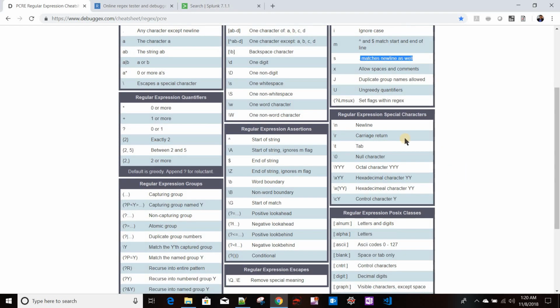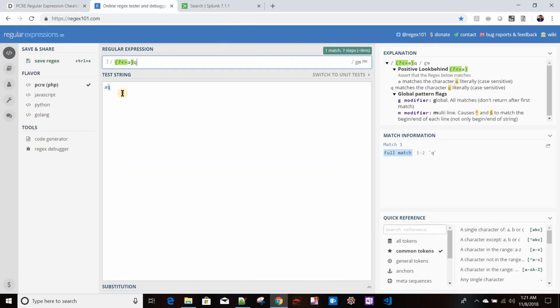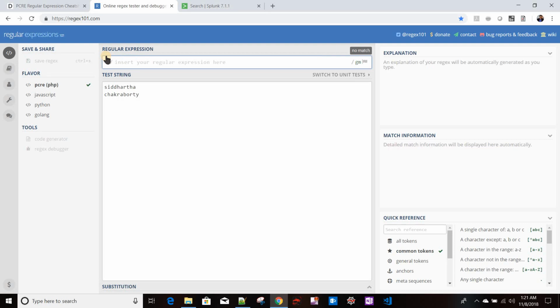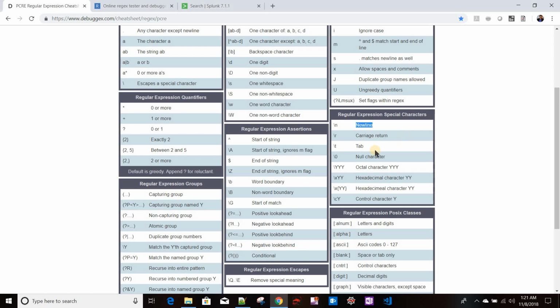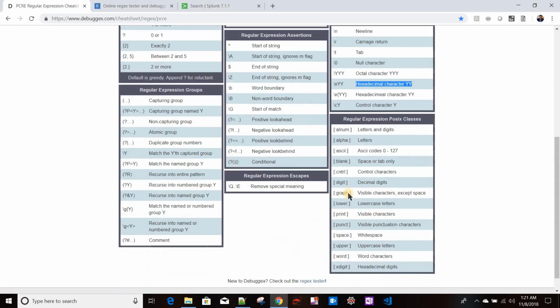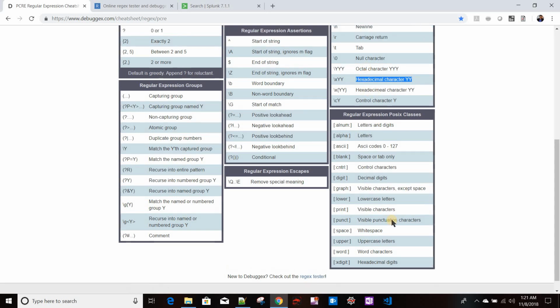Now there are some special characters, like newline. If you want to match a newline, let's say Siddharth and Chakrabarti, if I give a simple backslash n, what it is matching is this newline. Similarly for others, like carriage return and tab, and you can use these expressions to check an octal number or hexadecimal number. These are also very easy in nature.